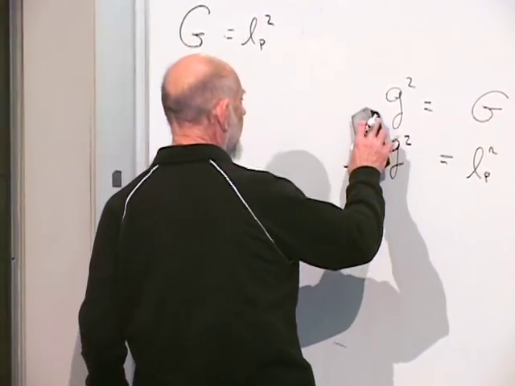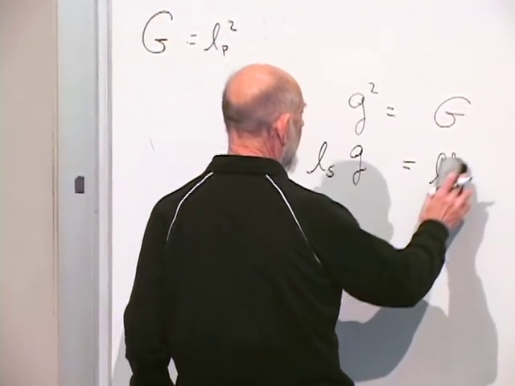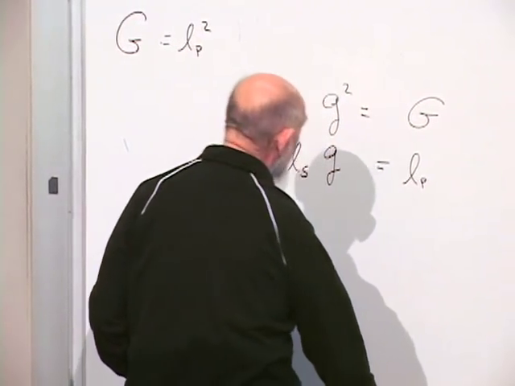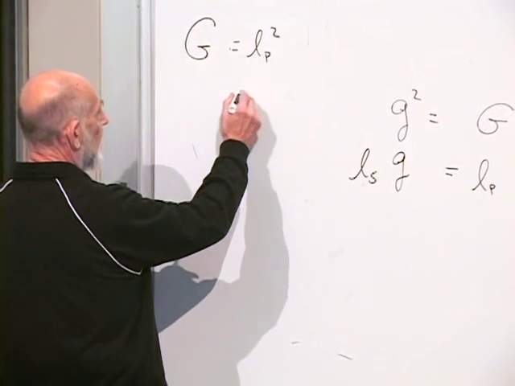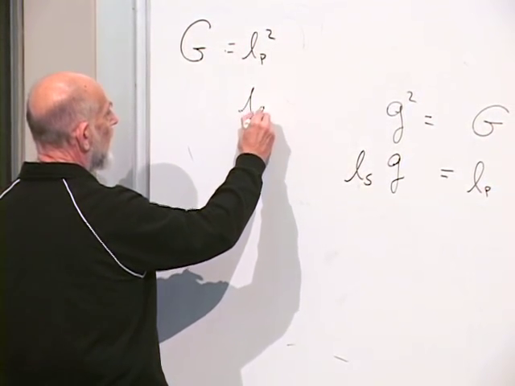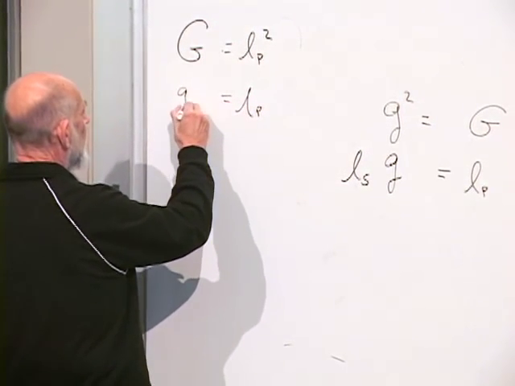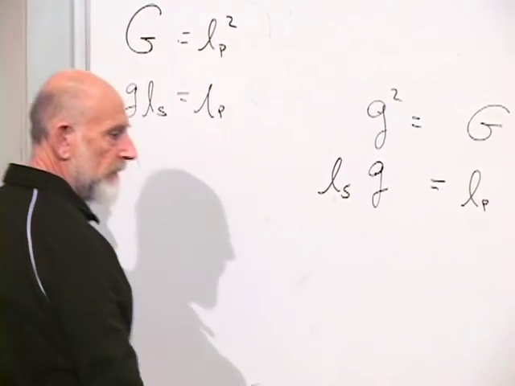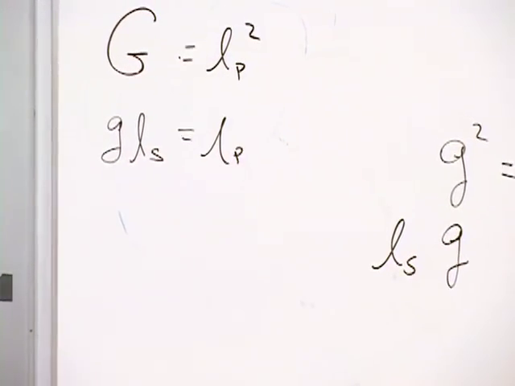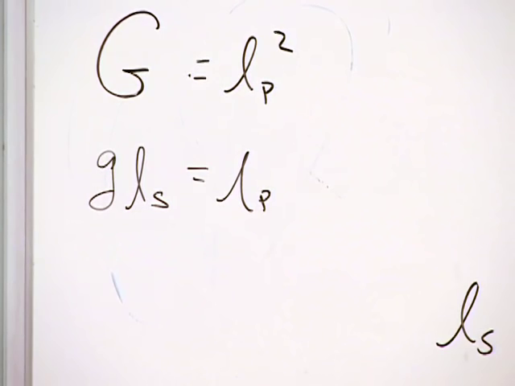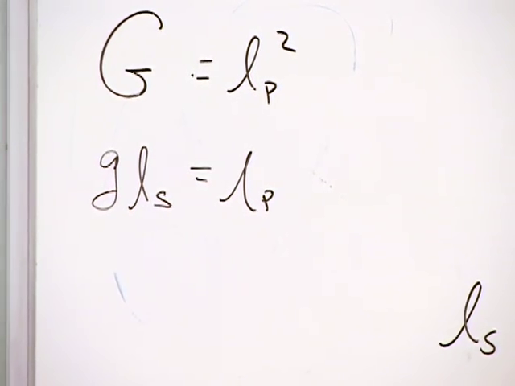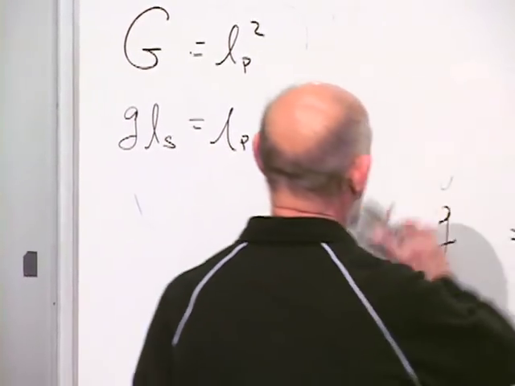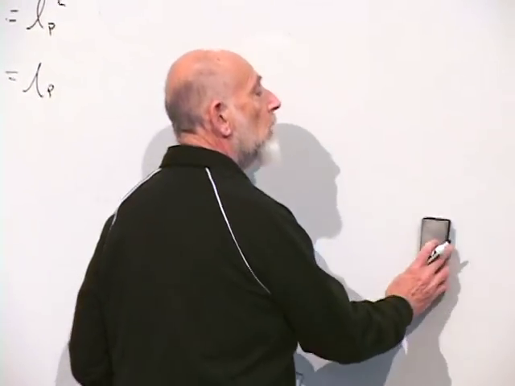It says that L Planck is g times L string. Okay, so that's another equation I want to write down here. L Planck is equal to g times L string. What other equations do we need? All right, next equation. Just make a list of them before we try to use them and before we try to derive anything.